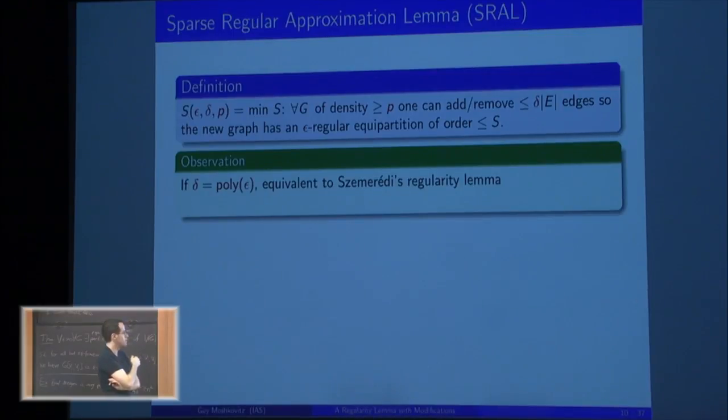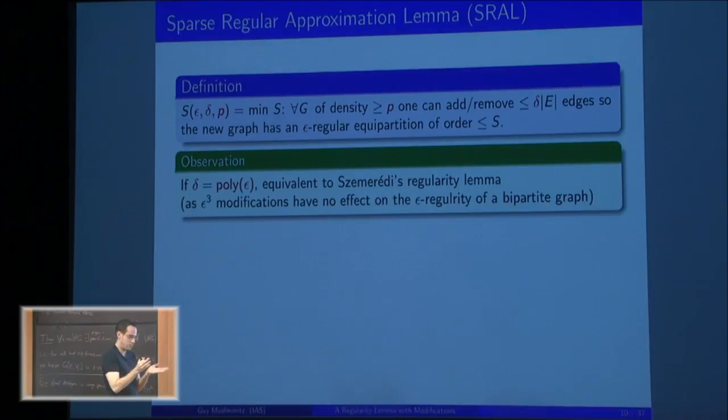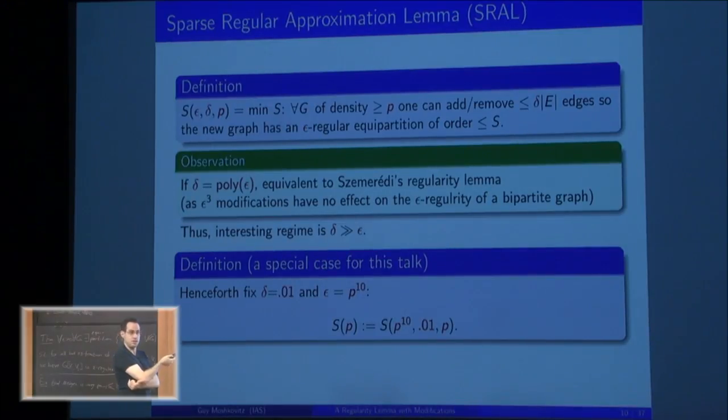If delta is of order epsilon, then this is not actually stronger than Szemerédi's regularity lemma. One way to see this is that if you take a graph and you modify some polynomial number of epsilon edges, then this doesn't change whether the graph is regular or not. You just need to look at the definition of a bipartite epsilon regular graph. So making order epsilon modifications is meaningless in this question. So the interesting regime is where delta is much larger than epsilon. Let's take delta to be much larger than epsilon, so a constant. So for the rest of the talk, I fix delta to be 1%.